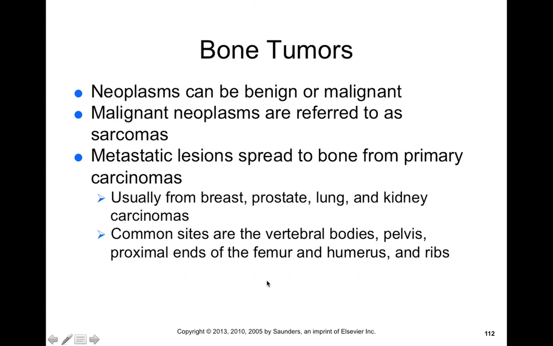Now, bone tumors can be benign or malignant. Now, these malignant bone tumors are referred to as sarcoma, so if it's like osteosarcoma, we know it's malignant.